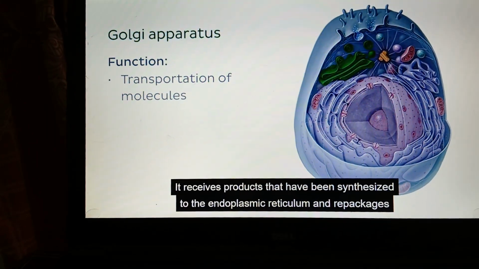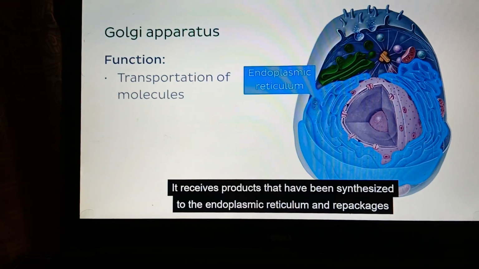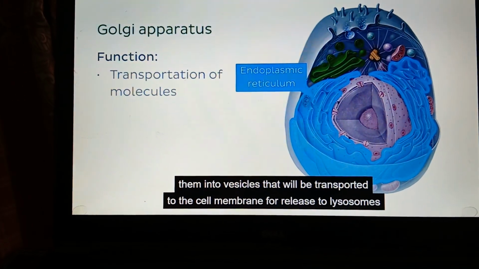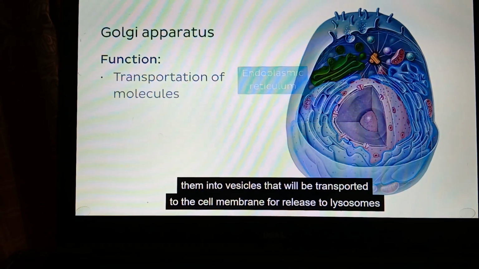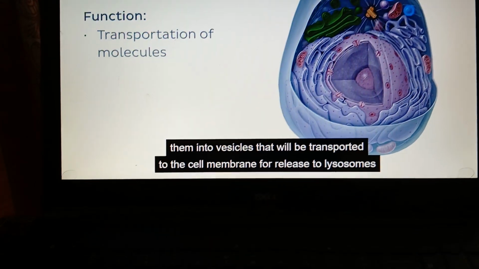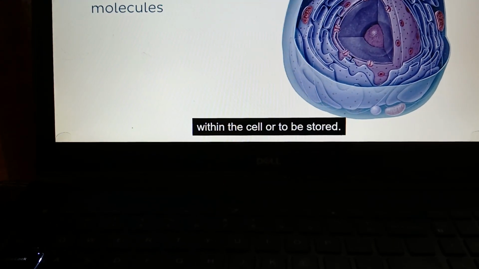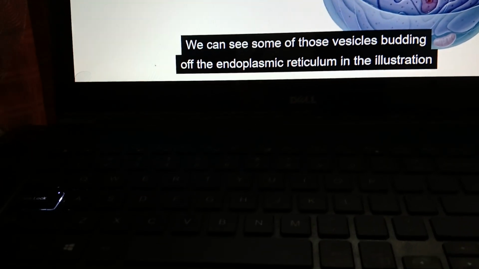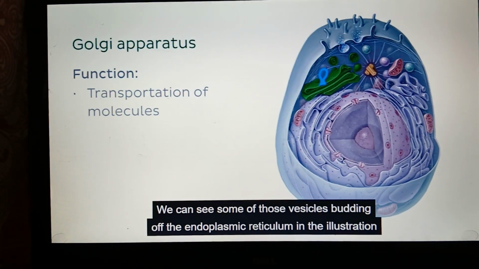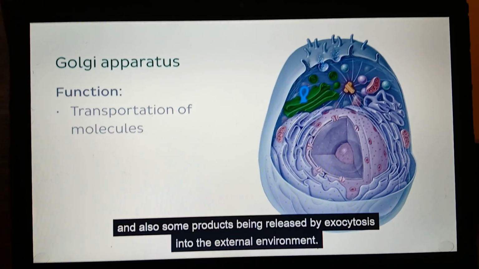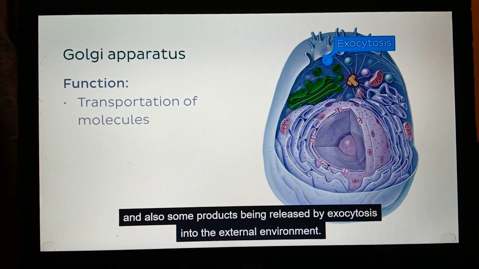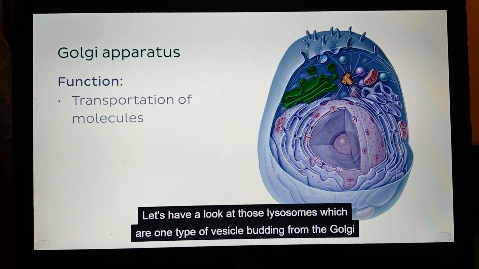It receives products that have been synthesized in the endoplasmic reticulum and repackages them into vesicles that will be transported to the cell membrane for release, to lysosomes within the cell, or to be stored. We can see some of those vesicles budding off the endoplasmic reticulum in the illustration, and also some products being released by exocytosis into the external environment.